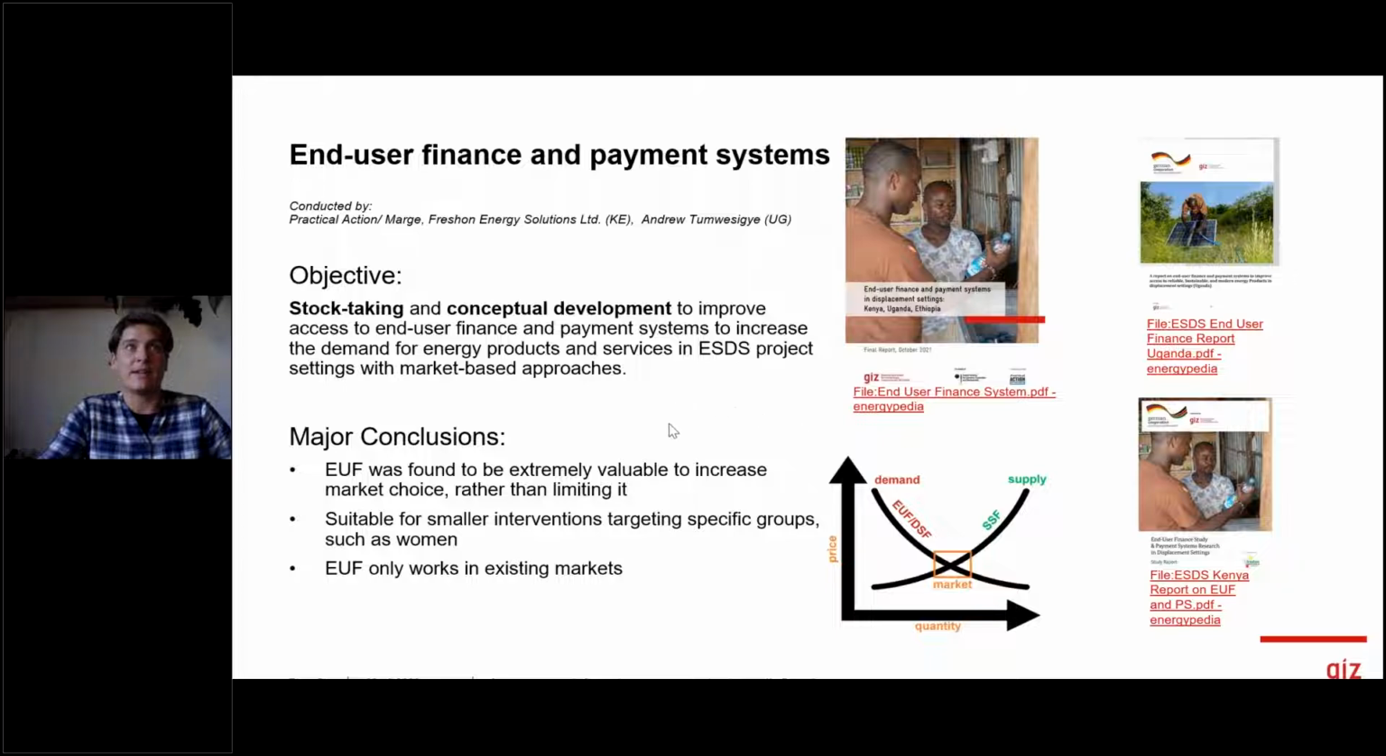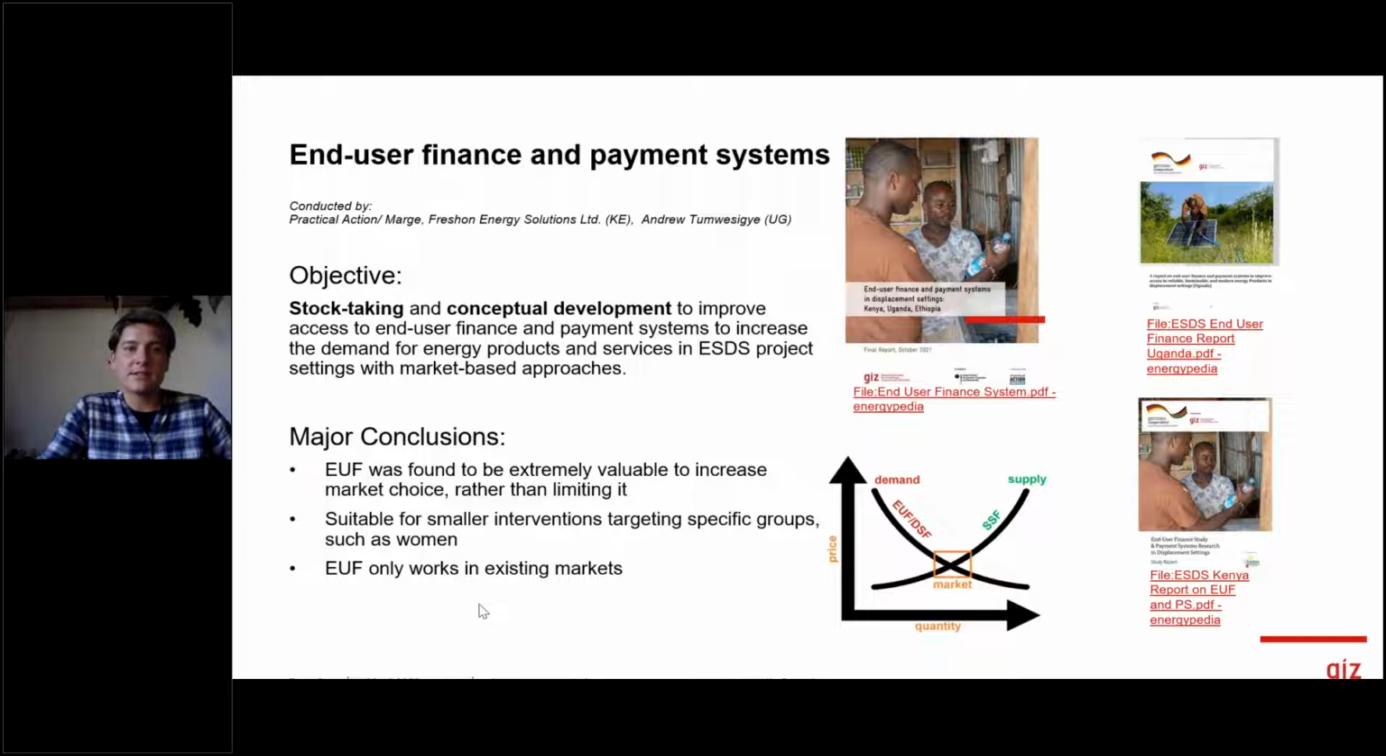So the major conclusion here was that end-user finance is extremely valuable to increase the demand and therefore also the market choice that you have in terms of cooking energy and other energy products, that it could be targeted to specific groups easily. But the constraint here is for sure that end-user finance only works where you already have a market existing, and that it can boost that market. You can find all the studies. There's a general global study, but also 2 country-specific studies on end-user finance on Energypedia. You find the links in the chat.